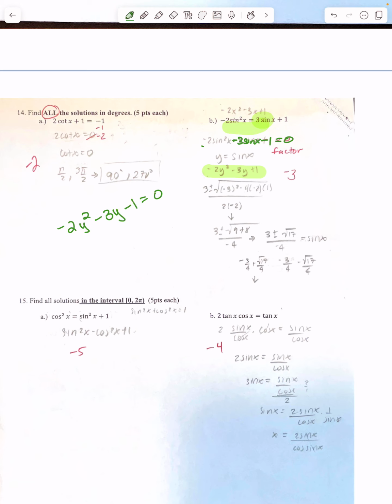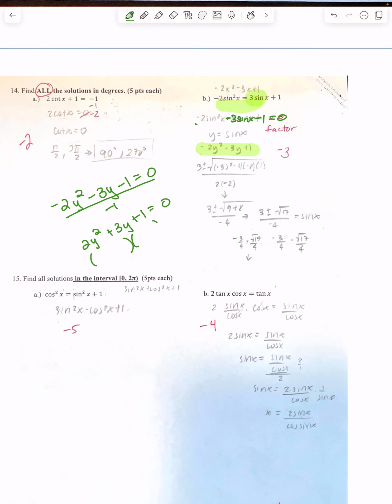I would have divided the whole thing by negative 1, just because all those negatives would make it difficult for me to see. And I'm allowed to do that as long as I do it to all the sides. And then now I could factor it. This would be 2y and y, 1 and 1. I just need to make the middle 3, so if I make them both positive, that would work. So it would factor as 2 sine plus 1 and sine plus 1 equals 0. And then you don't need the quadratic formula.